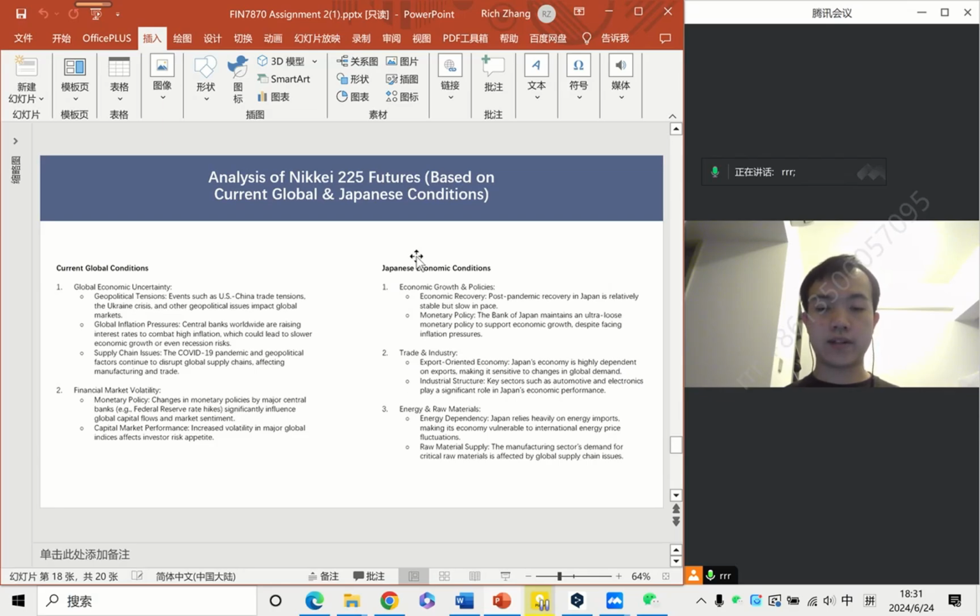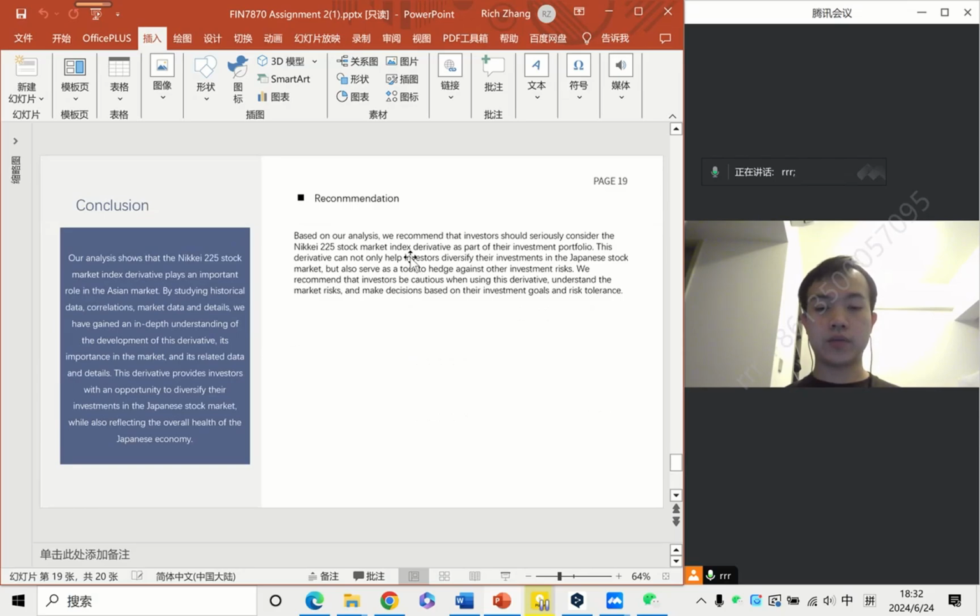In global aspects, there are global economic uncertainty and financial market volatility, such as the Ukraine crisis. In the Japanese aspect, the economy is recovering stably but slowly in pace. The Bank of Japan still maintains an ultra-loose monetary policy to support economic growth. In conclusion, we recommend that investors should seriously consider the Nikkei 225 futures, considering portfolio diversification and global market conditions.